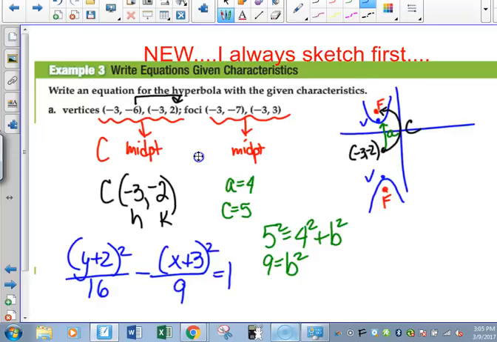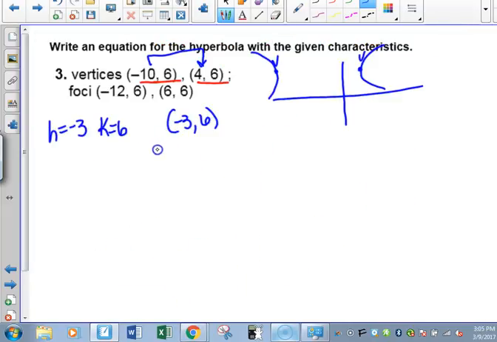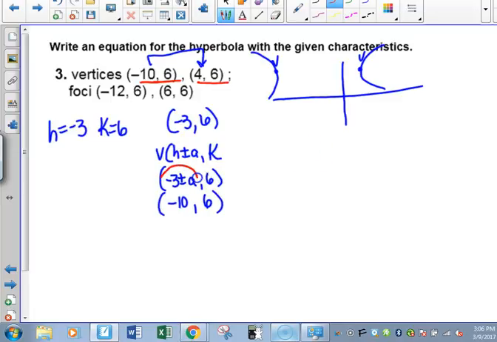All right. If we were stuck then and we were trying to find A, the vertices right here are H plus or minus A comma K. So if I know the vertices are H plus or minus A comma K, and I know H is negative 3, and the vertices up here are at negative 10 and 4, I'm just going to write this one down. If this is true, what was A? Okay. It could be positive 7 or negative 7, depending if you did a plus or minus. Does it really matter? A is a distance, so we're just going to call it 7. Does everybody see what I did there? Negative 3 plus A equals negative 10 or minus. If we add over here, we get negative 7 or 7 distance.